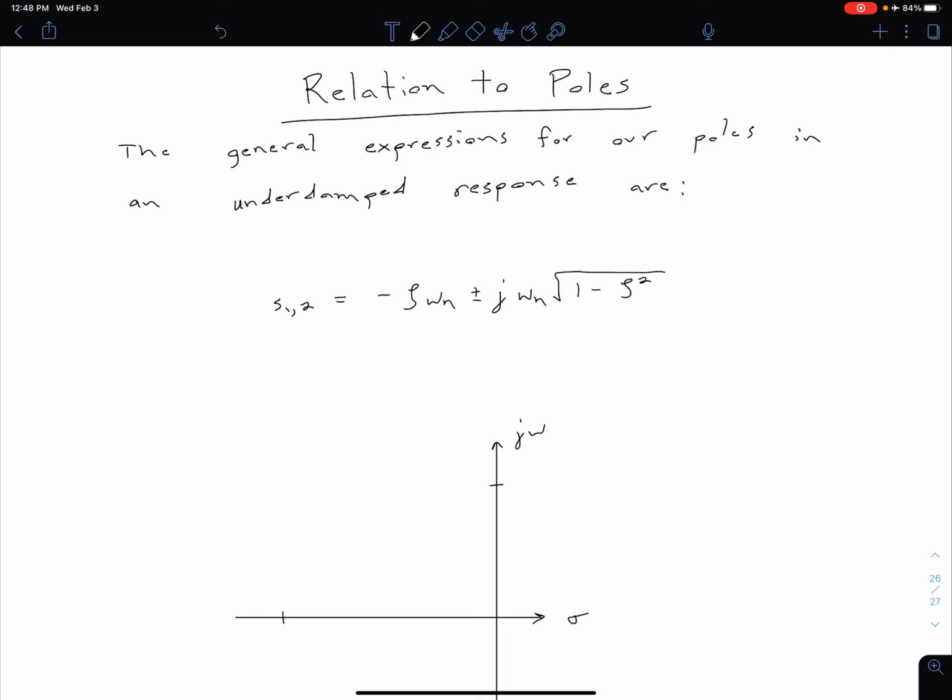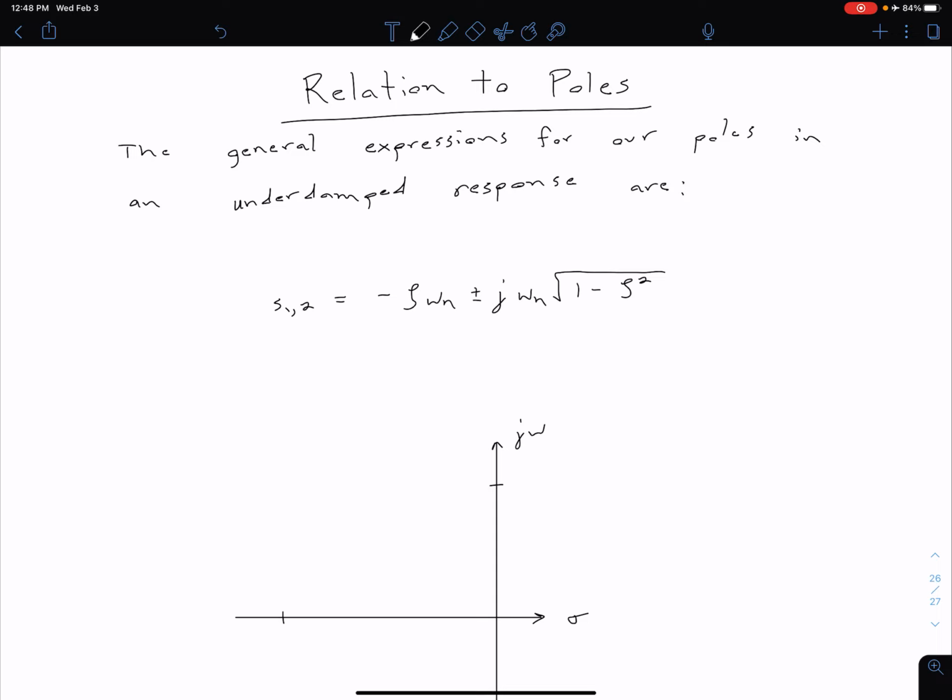What we want to do now is to relate some of these parameters describing our underdamped second order systems to the poles of that system. And this is going to become very important as we're looking at later units, particularly when we're looking at our root locus and designing with our root locus.